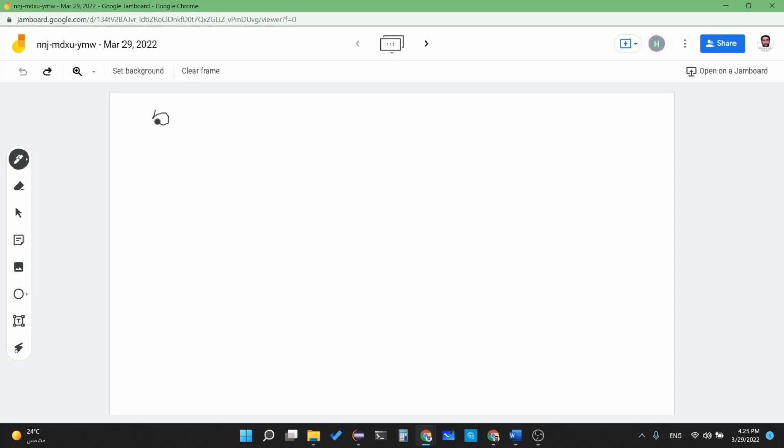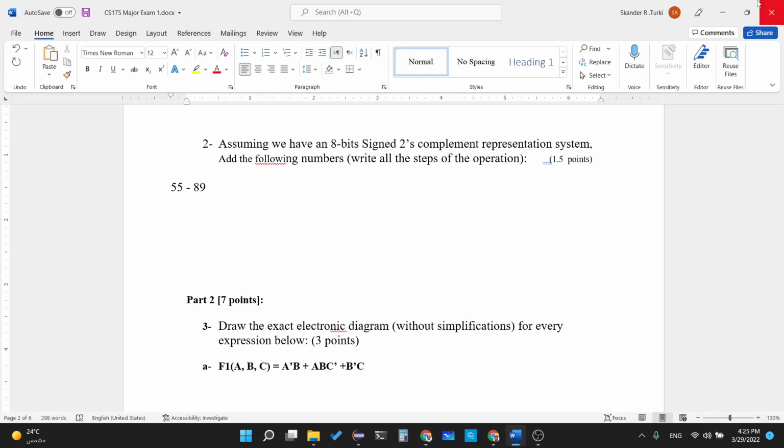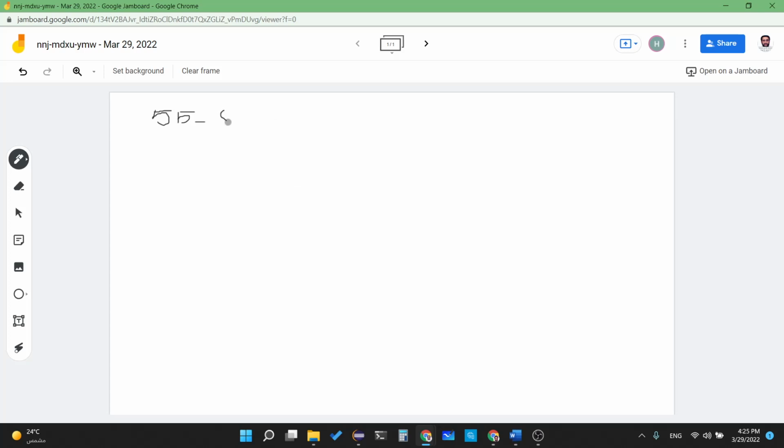So the operation is 55 minus 89. Okay, so we have a positive number here, 55. We need to find its representation using the 2's complement system.